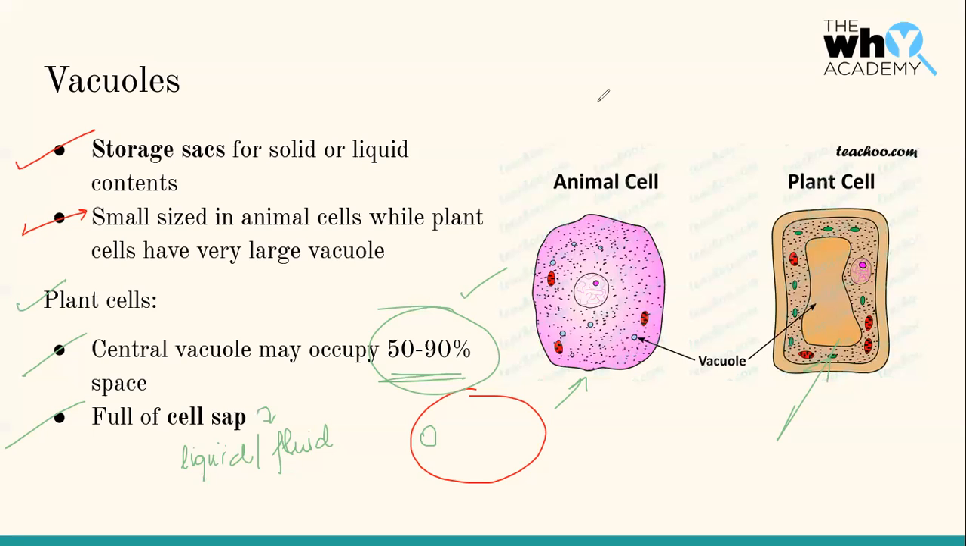Again, not many questions are asked on vacuoles. Either they'll give you one-marker kind of questions, like name the storage sacs in cells, so you should say vacuoles. And the other point, that it is small in animal cells and large in plant cells, is tested when they directly ask you to draw the plant and animal cell itself.